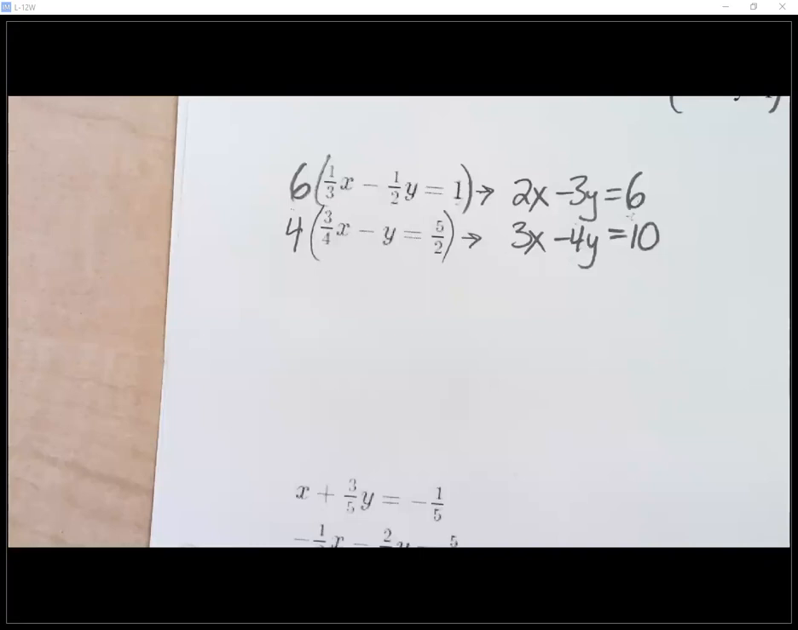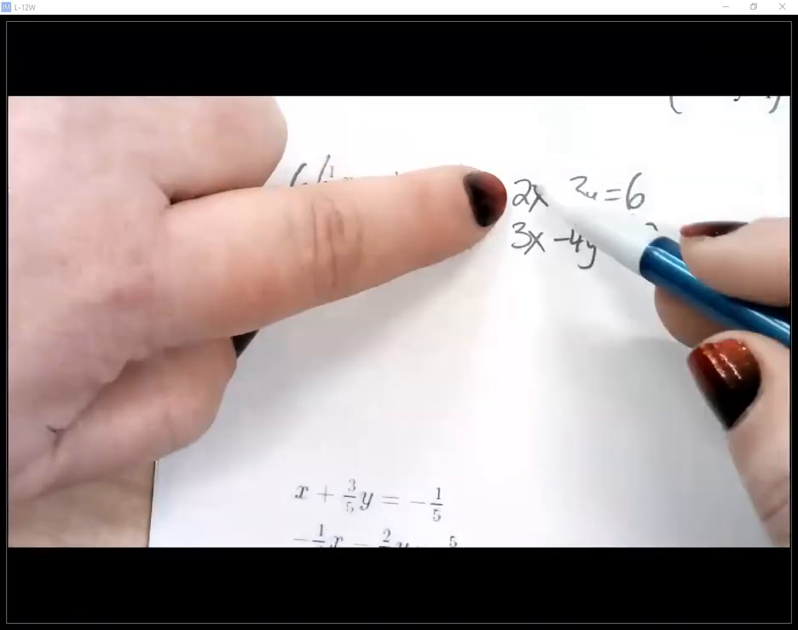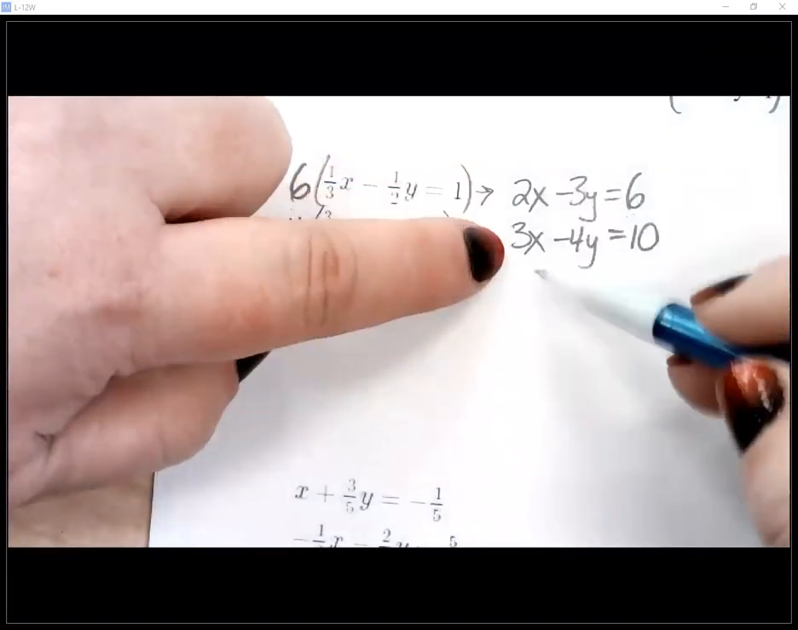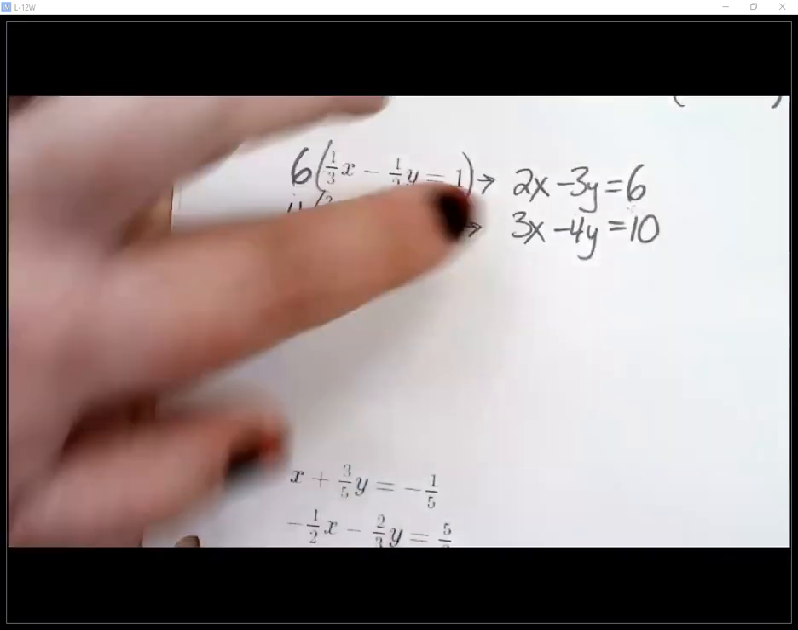Now, it's up to you if you want to eliminate the x's or the y's. It does not matter. It's totally up to you. I'm going to eliminate the x's this time just because we eliminated the y's the last time. But it really doesn't matter. Usually, I just pick the smaller numbers, since I have to multiply both by something anyway. So if I want to eliminate the x's, can anybody tell me what I should make my x's? How am I going to get them to be opposites?